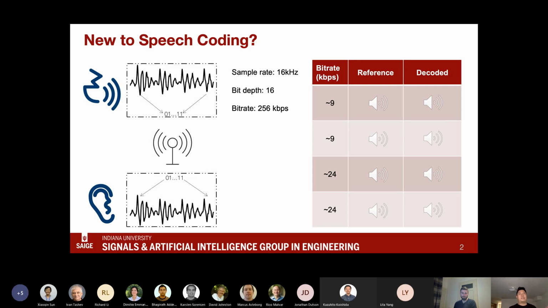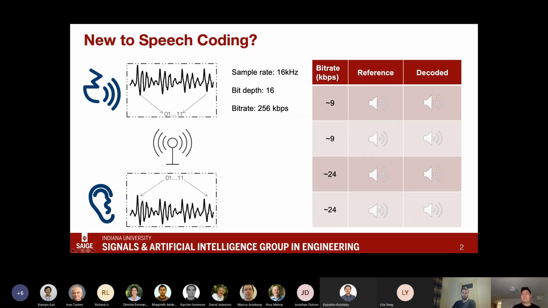Let's say the sample rate is 16 kHz, which means for each second there will be 16,000 samples to represent a signal. If each sample is represented by a 16-bit fixed point, that means the bit rate is approximately 256 kbps. That's a very large bit rate. Usually with an advanced codec, we could bring down the number to 24 or even 9 kbps.